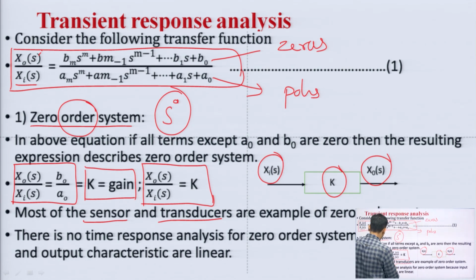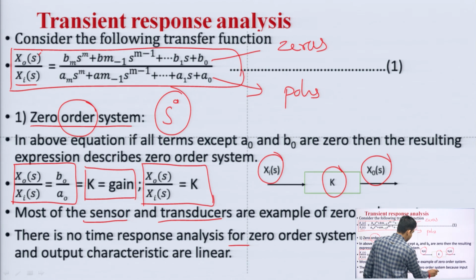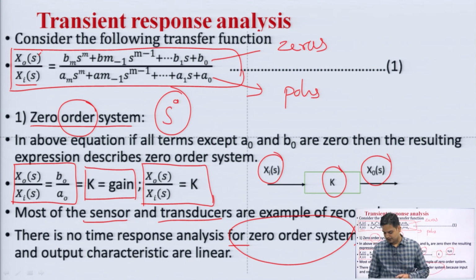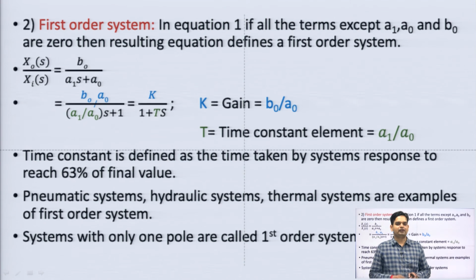So, there is no time response analysis for a zero order system, right, because input and output characteristics are linear. In that case we can't perform time domain analysis for a zero order system. That is why we start our analysis from the first order system.